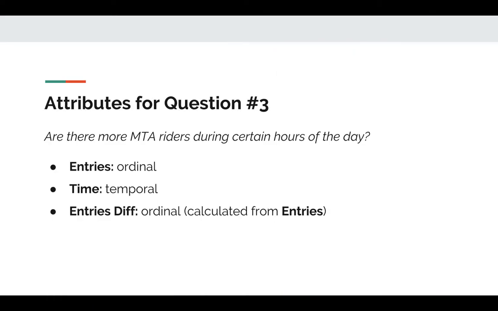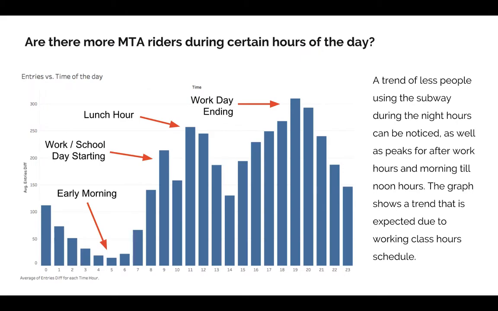So our third question is, are there more MTA riders during certain hours of the day? The attributes that we're going to use for this question are entries, which is ordinal, time, which is temporal, and entries difference, which is ordinal.